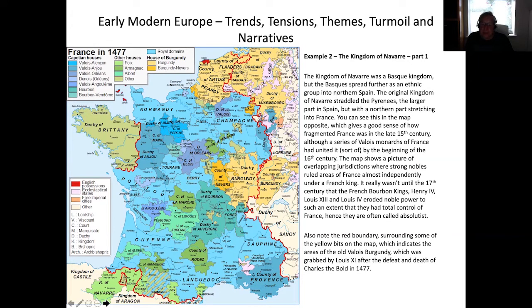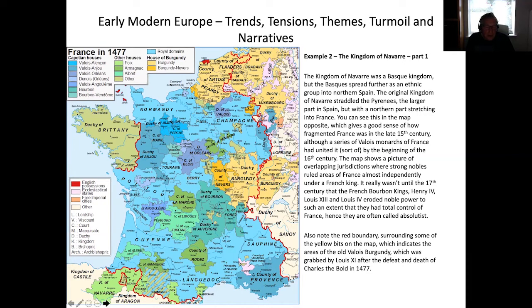That created tensions. What the French were trying to do, as I say, was avoid encirclement by the Habsburgs. So the more land they grabbed, obviously, the further the border went towards the Habsburgs, and it created a lot of resentment. In protecting themselves, they created even more tensions. All right. So that's Navarre. So we've had Burgundy and Navarre.